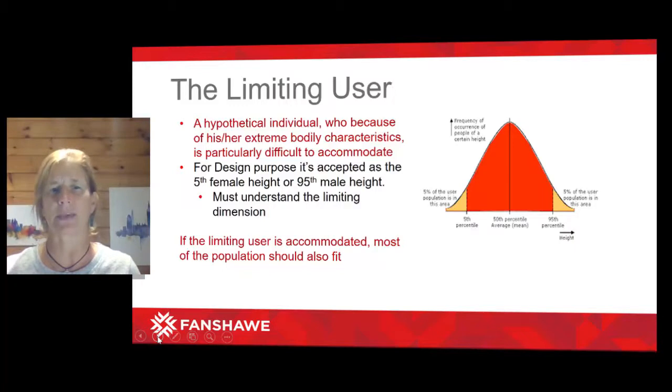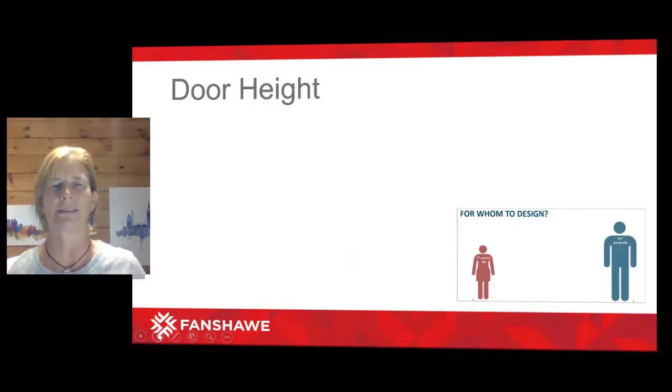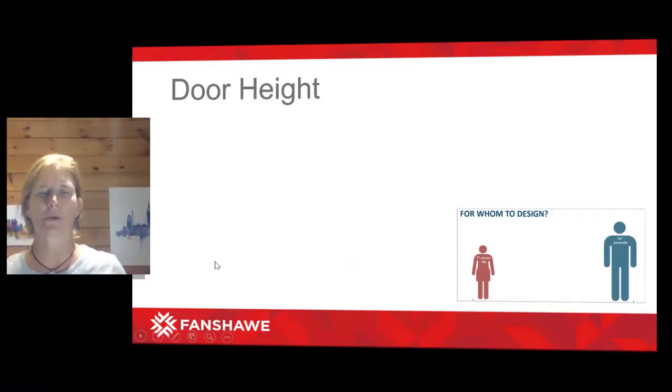Okay, now we just have to think about who our limiting user is and then what dimension is that limiting user. All right, so first question. This one's always a great one because it really makes sense. If you get this wrong, you're going to bump your head. All right, who do we design the door height for? Nobody should say average because that is the incorrect answer. We do not design for the average ever.